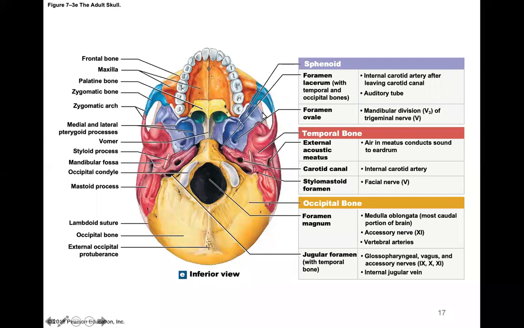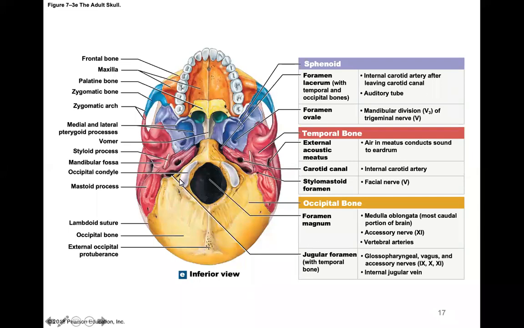This big guy in purple right here, this is the sphenoid bone. And then we have in red or pinkish color here our temporal bone and then the occipital bone. A very important structure with the occipital bone is the foramen magnum. The foramen magnum is actually going to be a very large hole that allows the spinal cord to pass through.